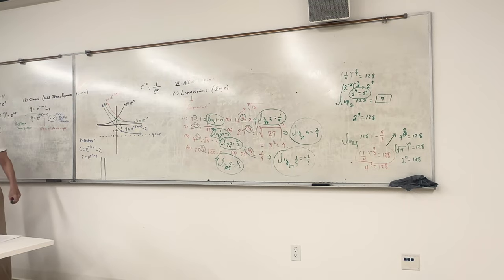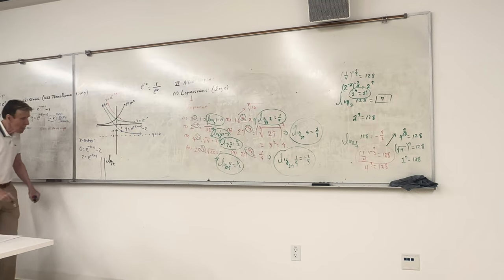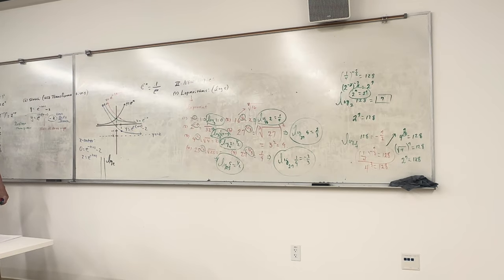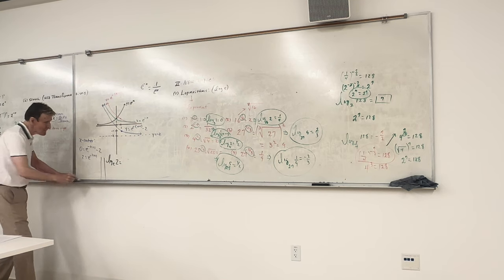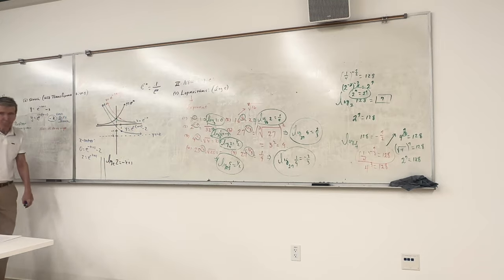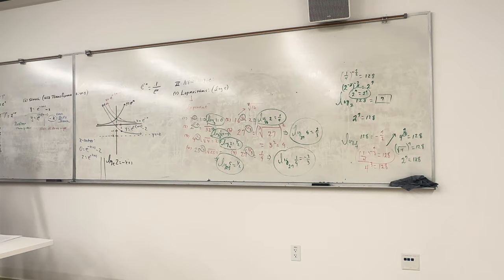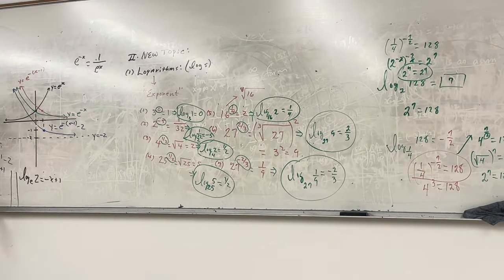Log base, hang on. Log, Lisa, log base what? e. Thank you. Log base e of 2 equals negative x plus 1. Yeah, she's exactly right. That's what it looks like. That's what this in the blue now looks like for us tonight. We put it in log form.